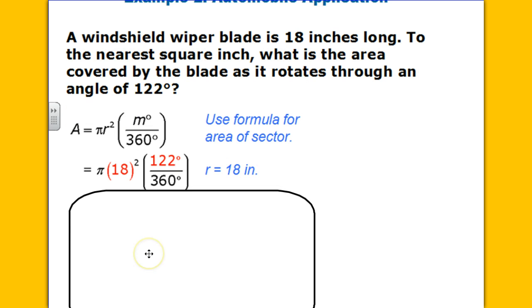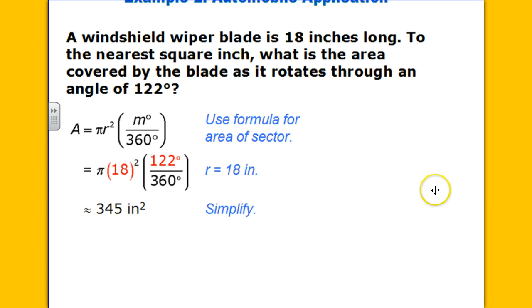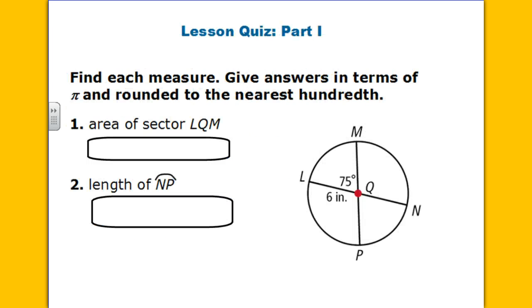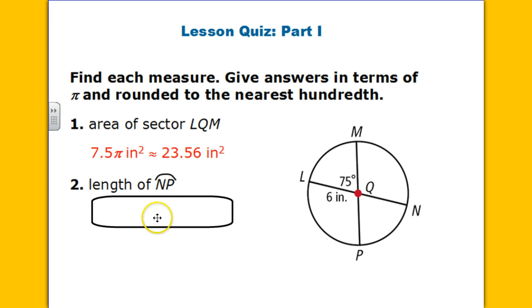And when we do, go ahead, pause, come back and check. You should have approximately 345 inches squared for that windshield wiper blade. It's your lucky day. That's what we're going to do today, just look at these sector areas. That's it. So pause this video, come back when you have answers. Area of this sector LQM, length of arc NP.